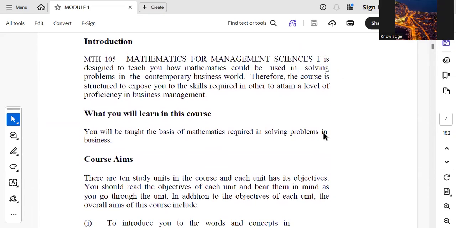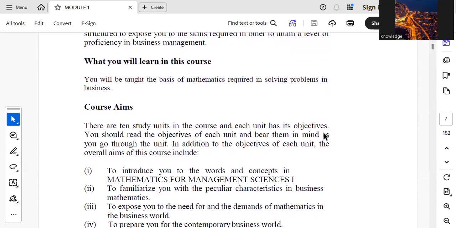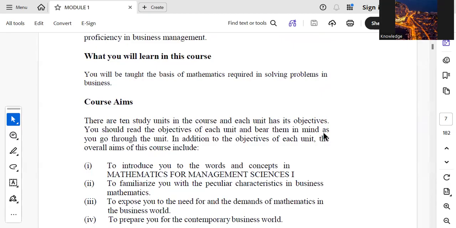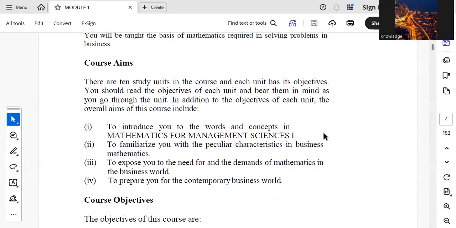The mathematics you'll be doing here is not that type of difficult one that you won't be able to understand. It's just the normal mathematics you need to know in order to be able to function well in your disposition. You'll be taught the basics of mathematics required in solving problems in business. The part of mathematics that deals with solving problems in business is what this course is concerned about.